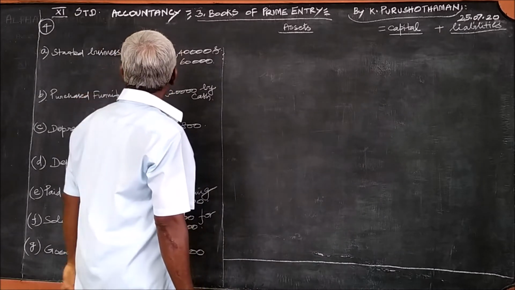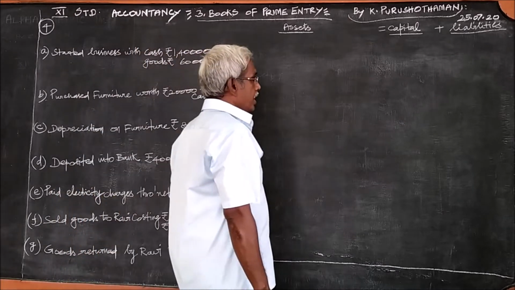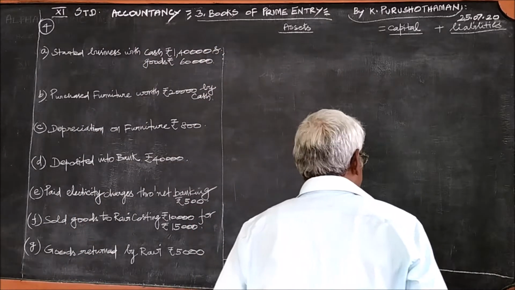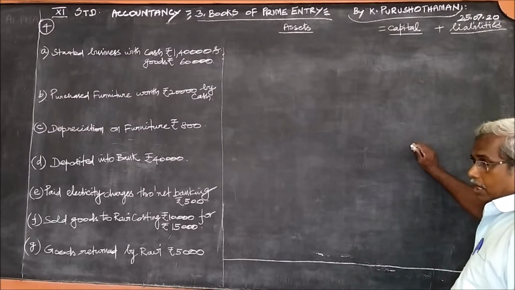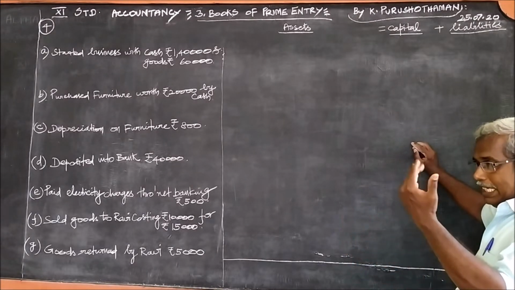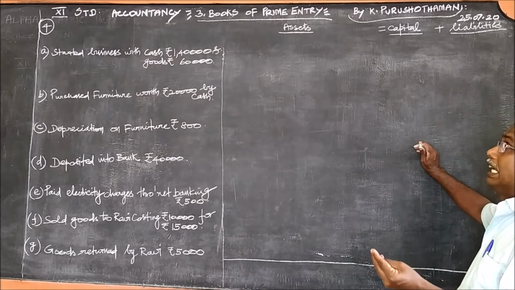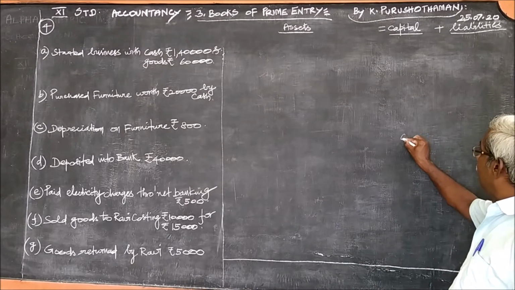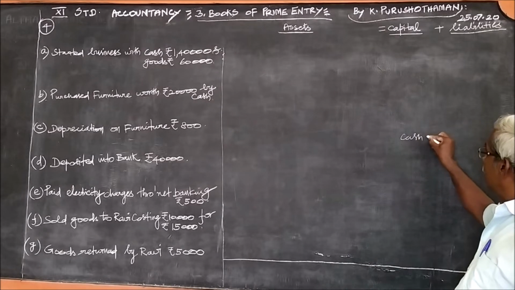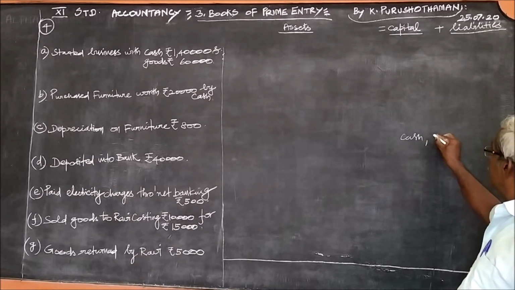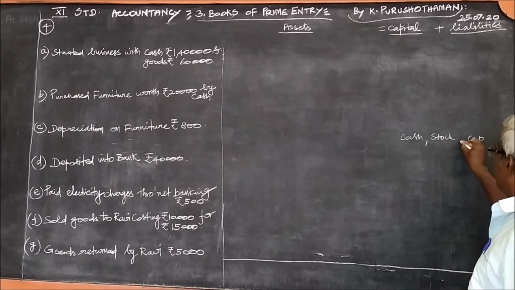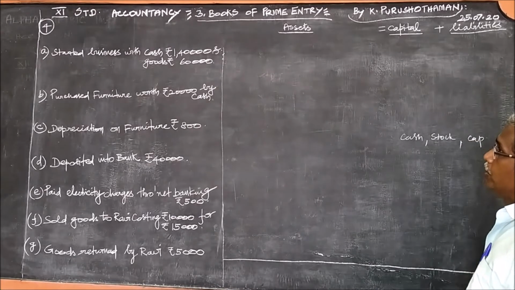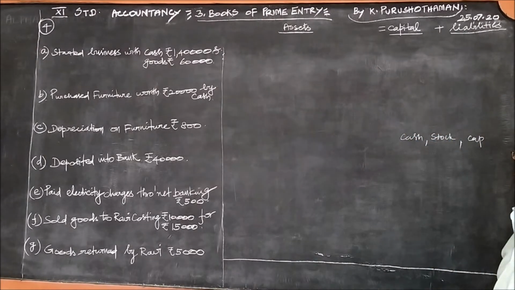First one, what it is? Started business with cash and goods. Whatever invested in the beginning of the business, they are called capital. Therefore, cash invested, goods are invested, goods otherwise we call here stock, and totally it is called capital. These are the 3 items involved in the first transaction.